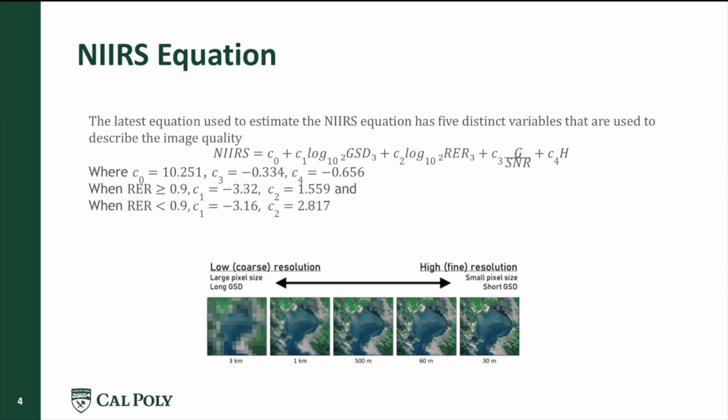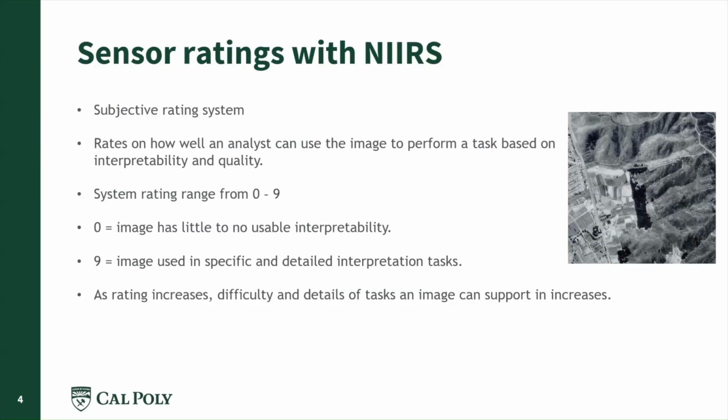The equation changes slightly depending on whether RER is above or below 0.9. Since RER measures edge sharpness, this condition separates sharper images from images with weaker edge response. When RER is less than 0.9, edge sharpness has a stronger effect on the predicted NIIRS value. Overall, the NIIRS equation shows that image interpretability depends on resolution, sharpness, noise, and processing artifacts, not just pixel size.